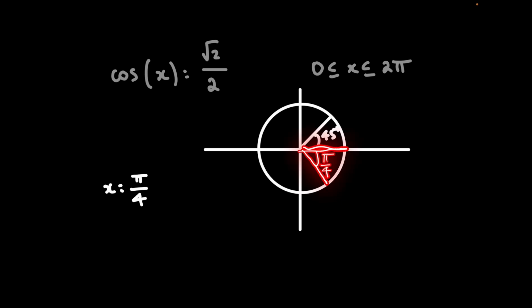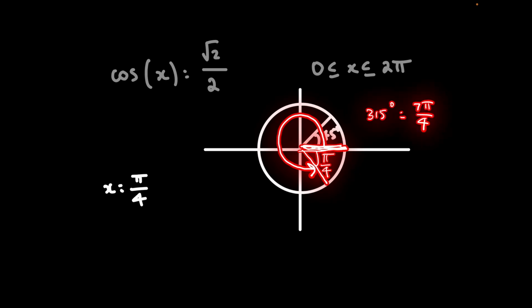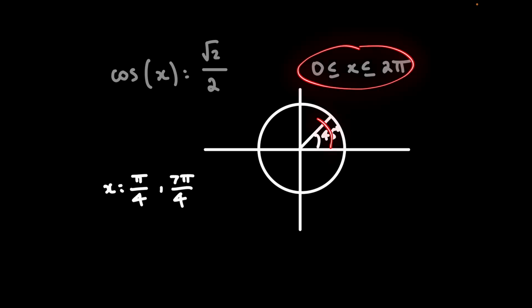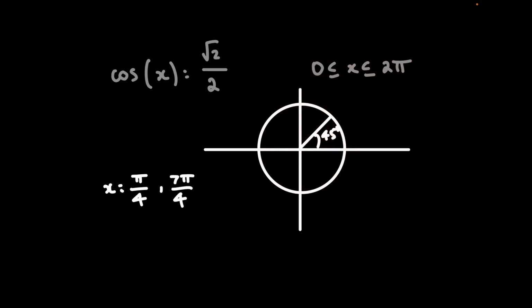And what is this angle when we read it in the counterclockwise direction from the x-axis? Well, what we can see is this is the same as 315 degrees. And that's just the same thing as 7 pi over 4. So our next solution is 7 pi over 4. And 0 to 2 pi is the same as just 0 to 360 degrees. So those are all the solutions that we can find in our first revolution of this unit circle.